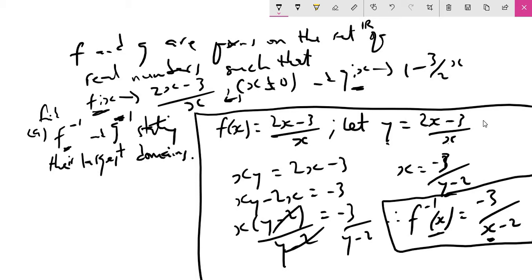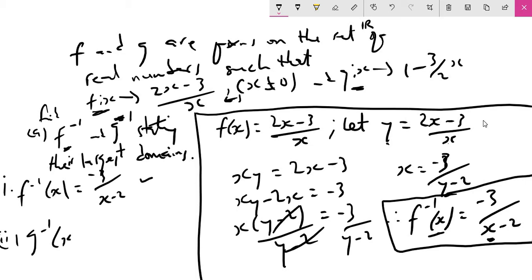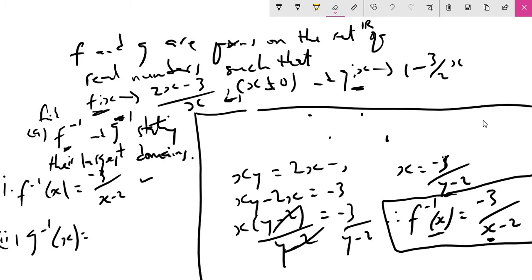Now, the largest possible domain. In fact, before that, let me just write f inverse of x is equal to minus 3 divided by x minus 2. So let us keep this down. When we finish we will come back and find the largest domains. Now let's find g inverse of x right now.